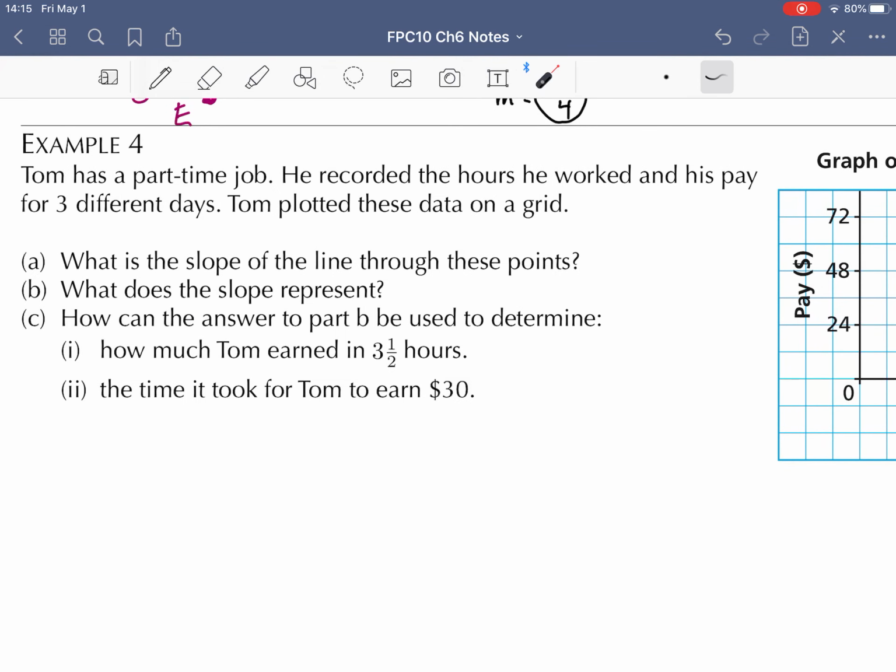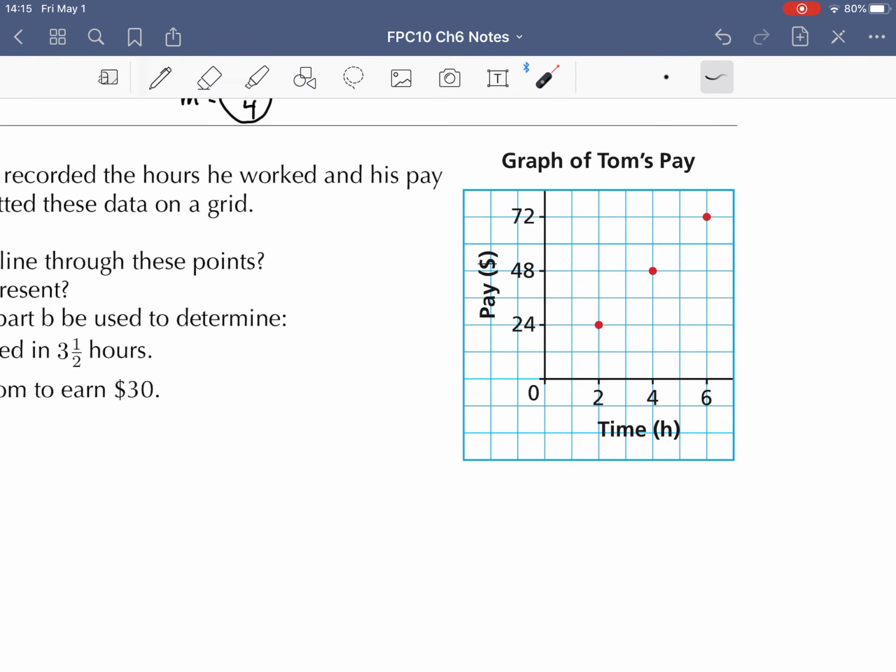All right, let's take a look at example 4. Tom has a part-time job. He recorded the hours he worked and his pay for 3 different days. Tom plotted these data on a grid. What is the slope of the line through these points? What does the slope represent? All right, so let's take a look at Tom's rate of pay.